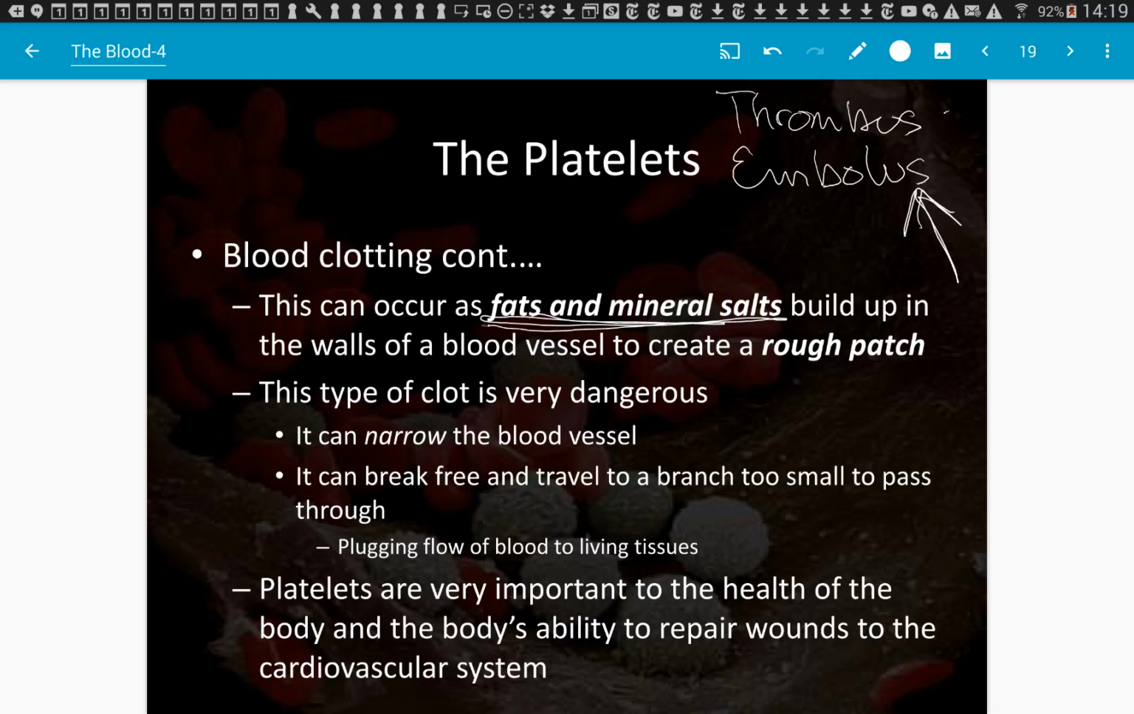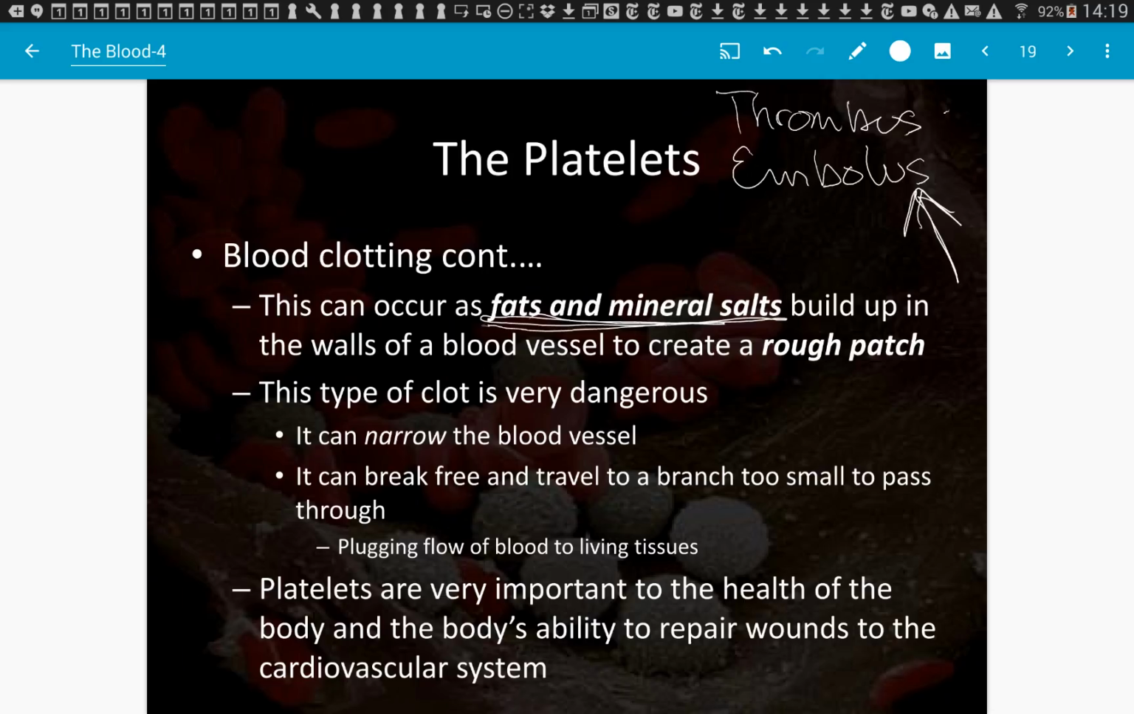An embolus is not a good thing. When they break free, they can travel throughout the cardiovascular system, and then they get lodged wherever they cannot pass through anymore. This can be very serious and fatal. For example, you may have heard of a pulmonary embolism before. That is where a blood clot breaks free and gets lodged within the lungs, and that can be fatal if not treated immediately.